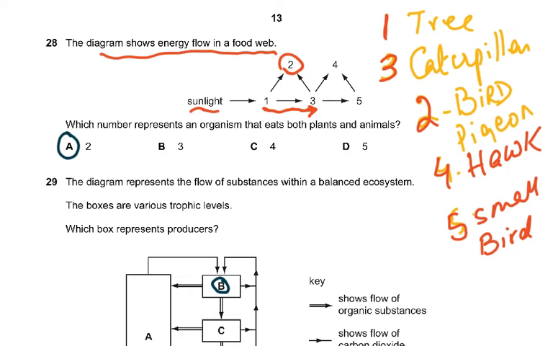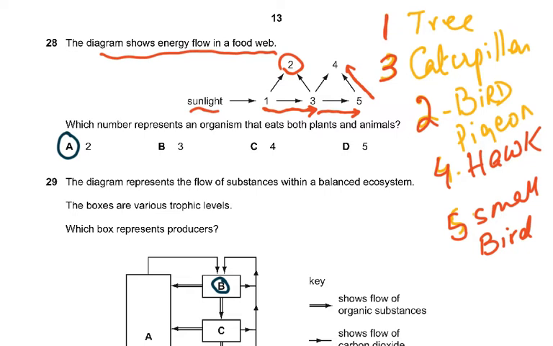So five is a small bird. The small bird also eats the caterpillars. So the energy is flowing from the caterpillar to the small bird, 3 to 5. And then five, the small bird. We've got the bigger bird, a hawk, here, the 4 one. When it eats the small bird, it gets energy from it, like you eat meat, you get energy from it. And the hawk can also eat the caterpillar. It's not a very nice example of food chains, but I just want you to explain it.